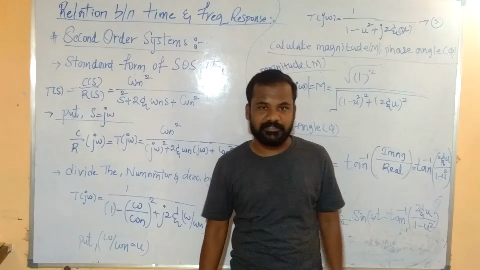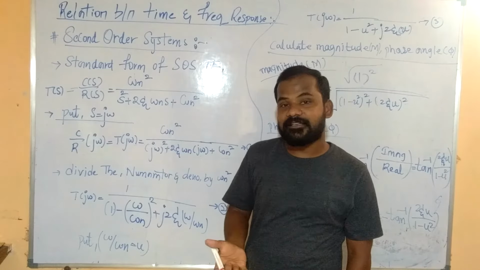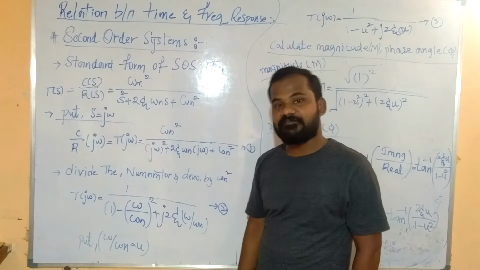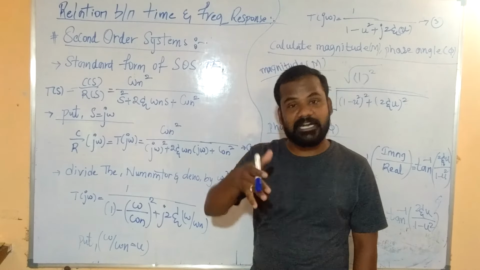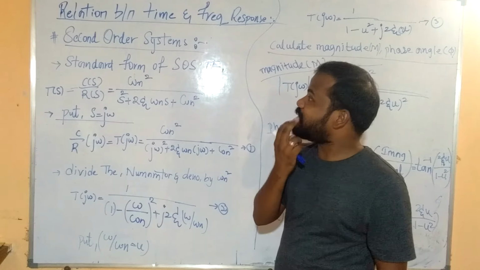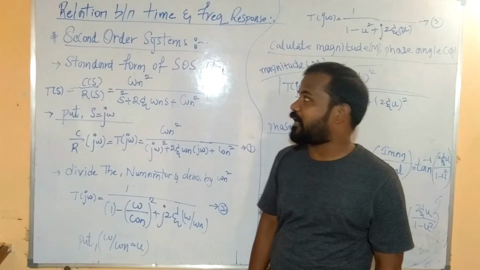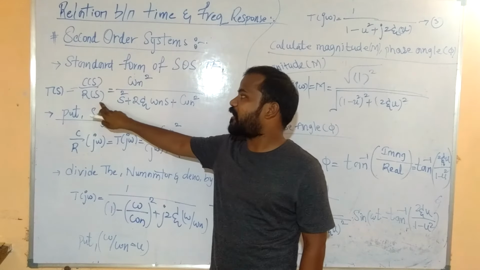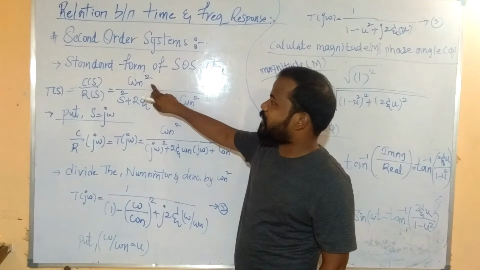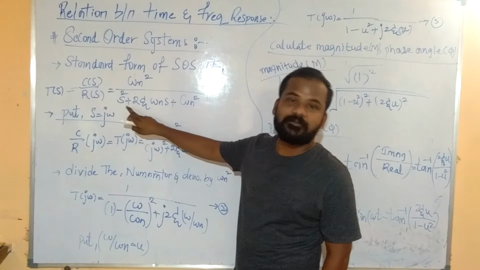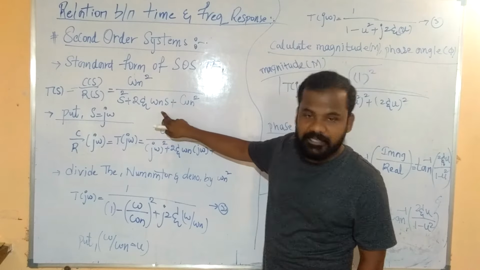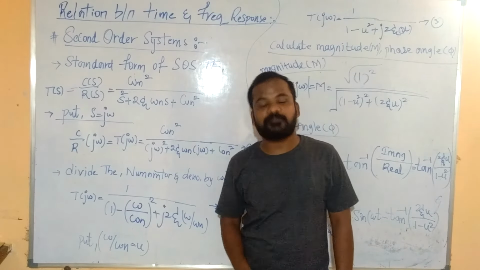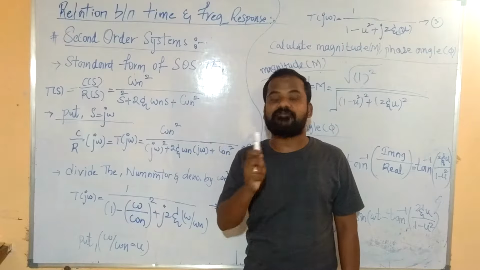So now in this concept we are going to discuss the relation between time response analysis and frequency response analysis. How do we get the frequency response analysis from the time response transfer function? Already we know the second order system standard equation: T of s is equal to C of s by R of s, that is equal to omega n square divided by s square plus 2 zeta omega n s plus omega n square. So this is the time domain, or time response analysis, second order transfer function.